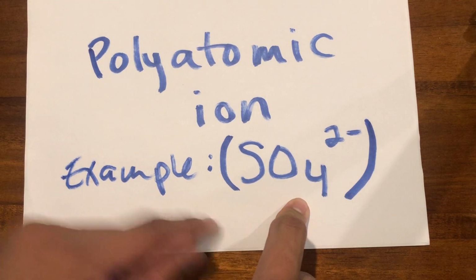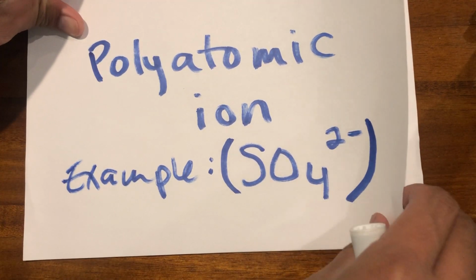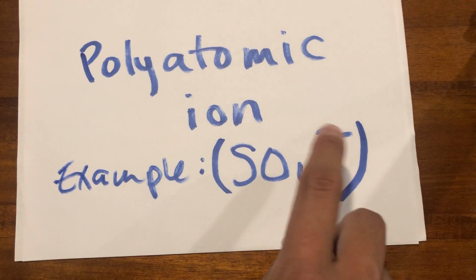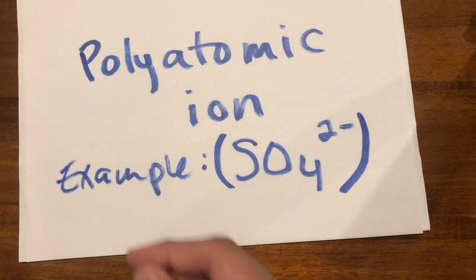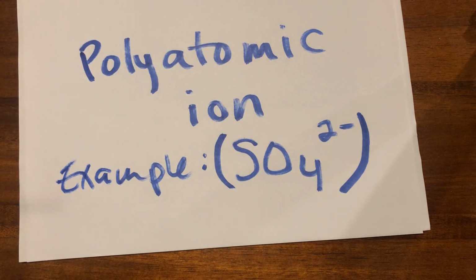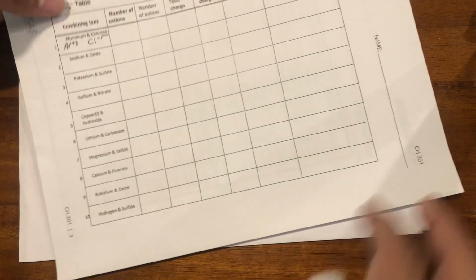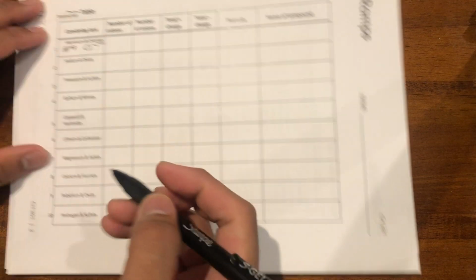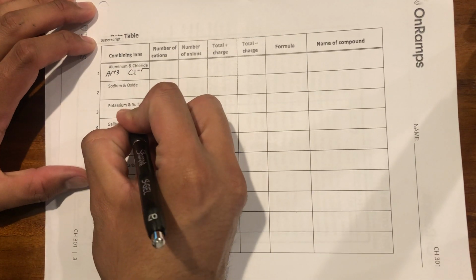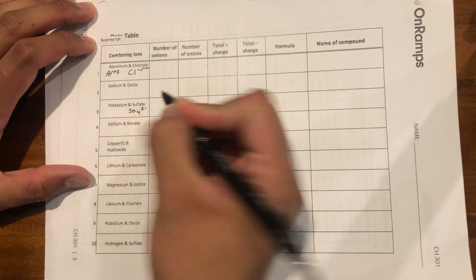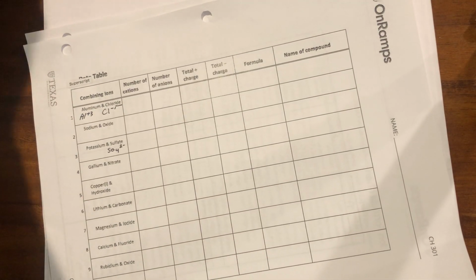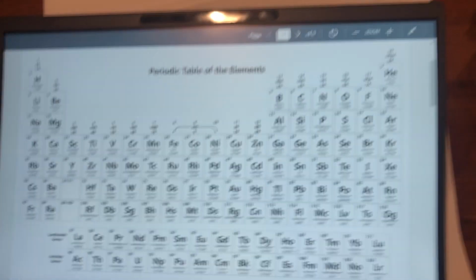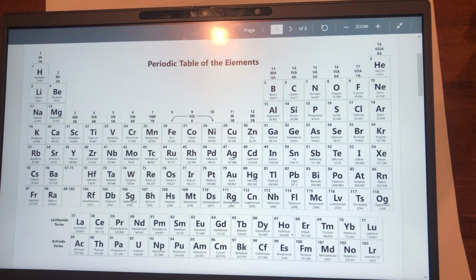Now, when I am writing this, my sulfate has a -2 charge. Okay, so I'm gonna write it down here. I'm gonna say SO4 2 minus, and then I'm gonna look for potassium in my periodic table.